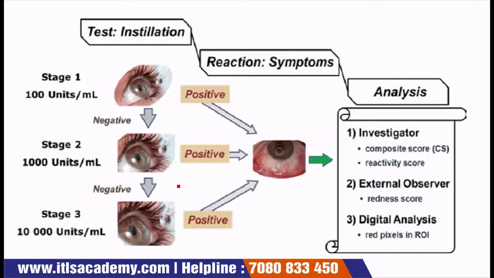This is an overview of conjunctivitis. This is divided into three parts. First you can see instillation, second is symptoms, and third is analysis. Let's see them one by one. When the test is performed, there are three stages. In the first stage, 100 units per ml of specimen is taken. In the second stage, 1000 units per ml is taken, and in the third stage, 10,000 units per ml is taken.